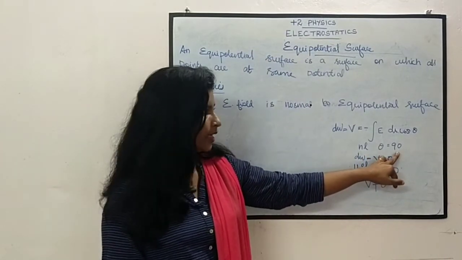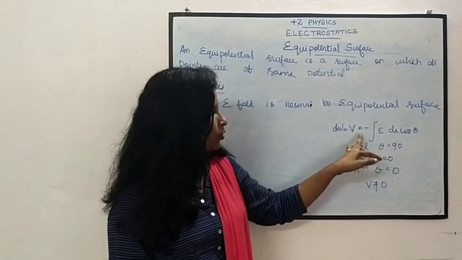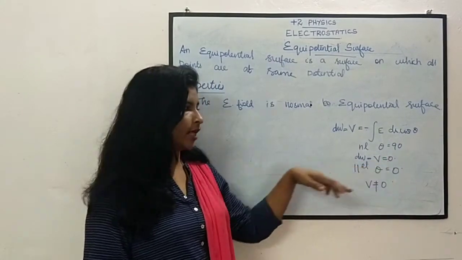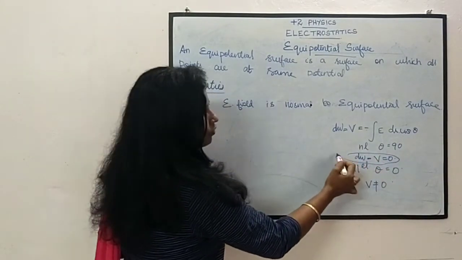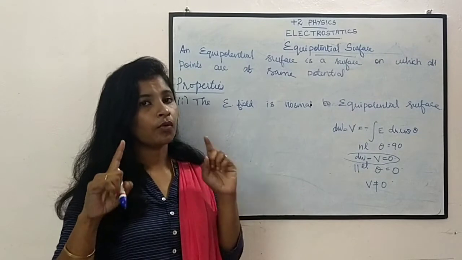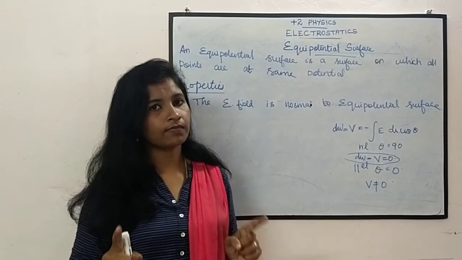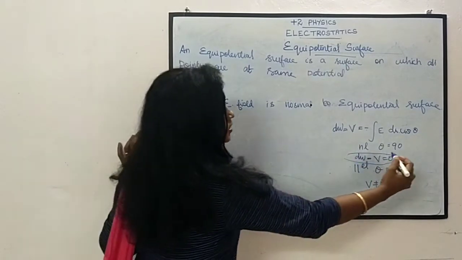What about my theta? It is 90 degrees. When you substitute it here, what about my value? V equal to 0. That means work done is 0. What is our first property? Work done in an equipotential surface will be 0. Okay, so this is right.